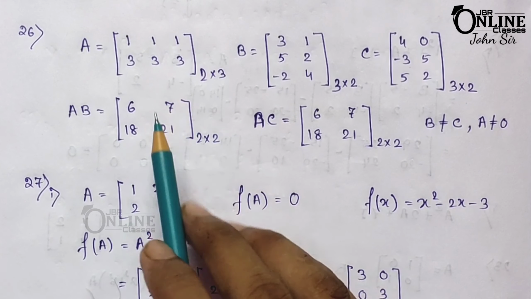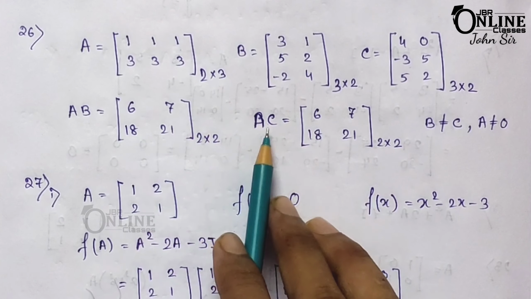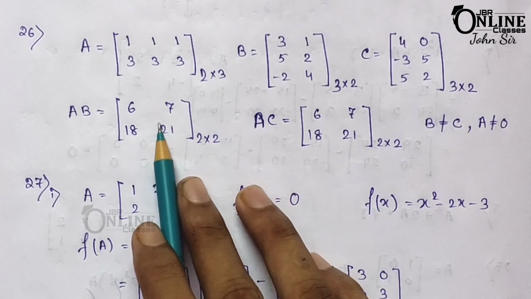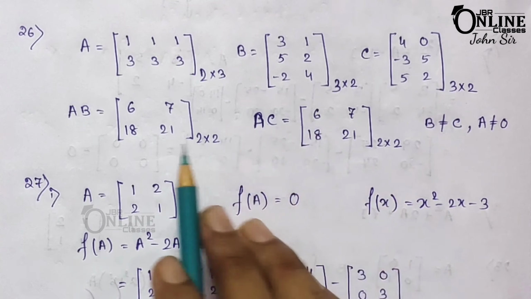In the same way you can easily find out AB. Sorry, this one is AC and this one is AB. So here you will get the same matrix. So AB equal to AC, here B not equal to C and A not equal to 0 is your answer.